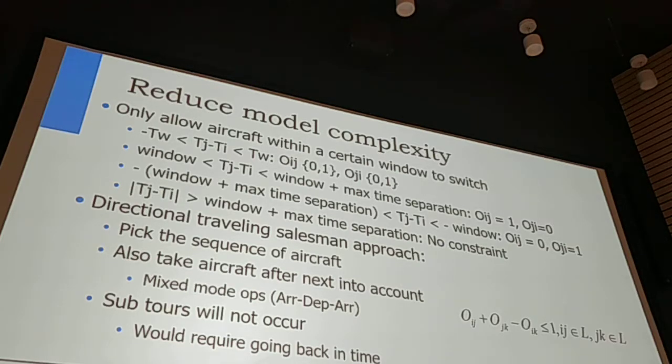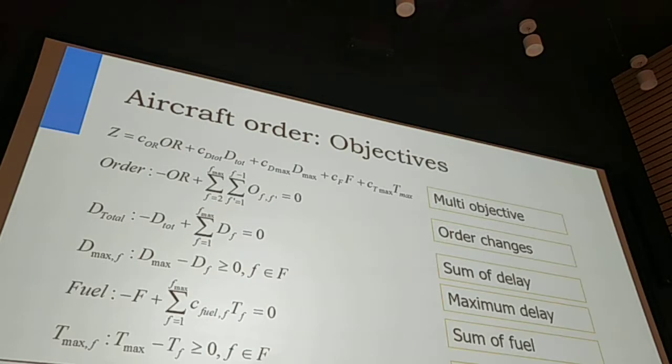However, if you look at mixed mode operations, then actually with 2 arrivals with a departure in between, the 2 arrivals might be more constraining than the departure in between. But then we get into details. In that case, we can add an extra constraint and also take that into account. The great thing about a directional traveling salesman is, again, like I said before, subgroups will not occur, because that would mean we have to go back in time. So we don't have to worry about them. That's good news. If we reformulate the model, we can go through the model much faster and get an optimum much faster.